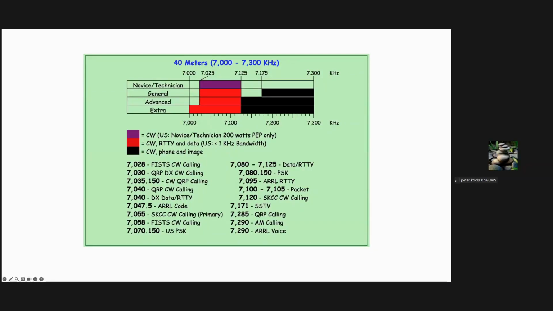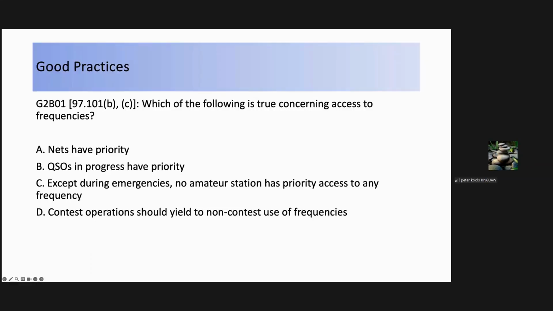This is just one example. This is not on the test, although there is a question about an area of the band. Let's talk about the questions that are under the good practices section. So which of the following is true concerning access to frequencies? Well, we did cover that. Except in emergencies, no amateur station has priority to access to any frequency.